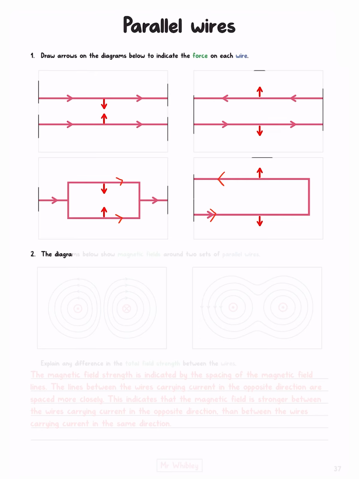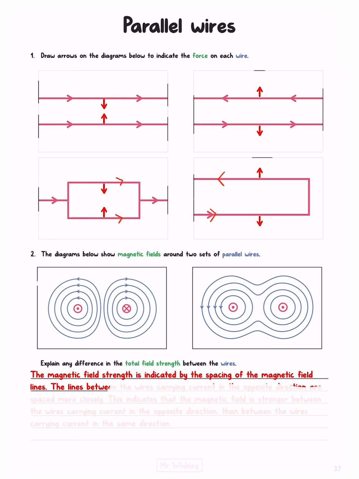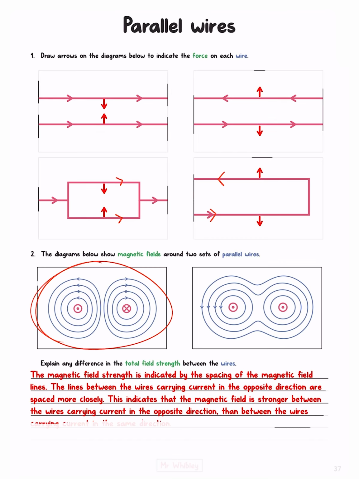Question 2. The diagrams below show magnetic fields around two sets of parallel wires. Explain any difference in the total field strength between the wires. The magnetic field strength is indicated by the spacing of the magnetic field lines. The lines between the wires carrying current in the opposite direction, which are these ones here, are spaced more closely. This indicates that the magnetic field is stronger between the wires carrying current in the opposite direction than between the wires carrying current in the same direction.